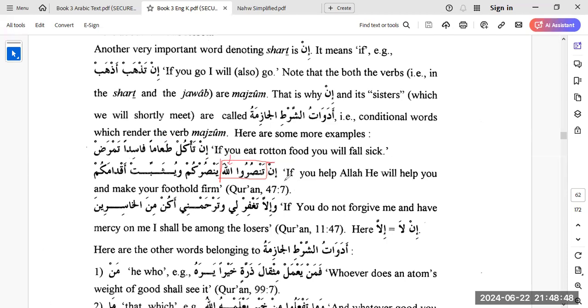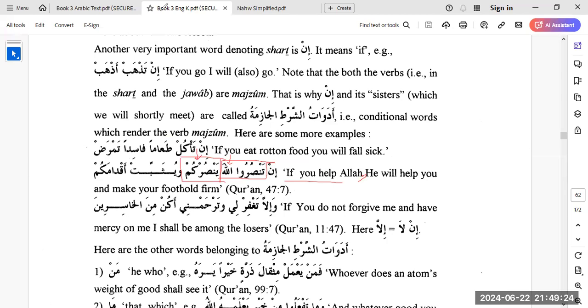If you help Allah, and then you put a comma, in tansurullaha yansurkum. You see yansur? It is again majzoom. Yansurkum, not yansurukum. Now, why is it not marfu? Because it's a conditional sentence. It will be majzoom. In tansurullaha yansurkum. If you help Allah, He will help you. وَيُثَبِّتْ أَقْدَامَكُمْ, and make your foothold strong. All right.